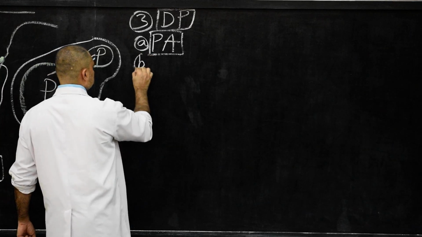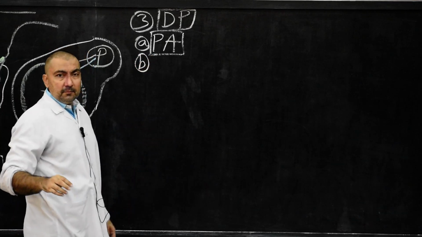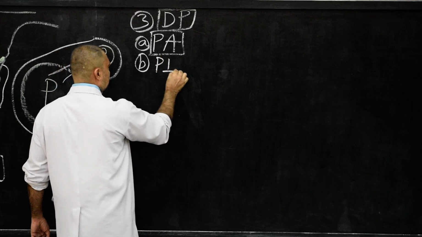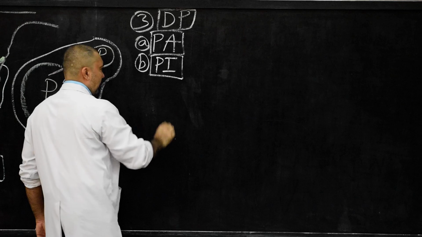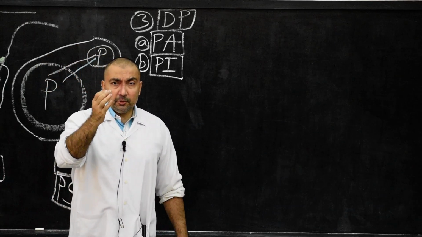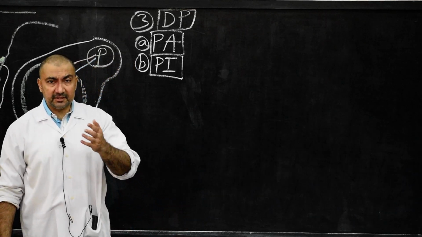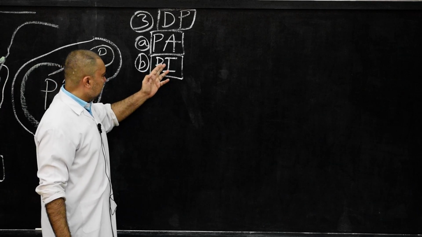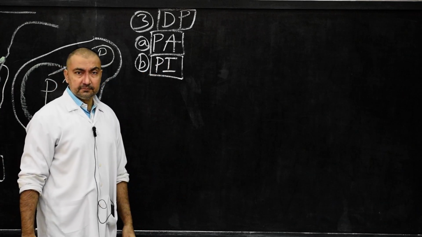Second, placenta increta. So in placenta increta, the placenta will penetrate till the myometrium of the uterus. Till the myometrium of the uterus, the placenta will penetrate. Placenta increta.